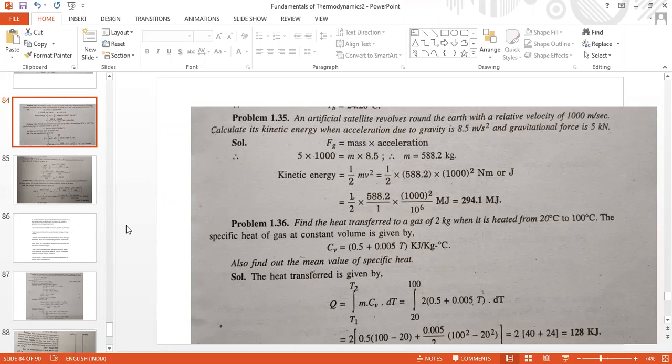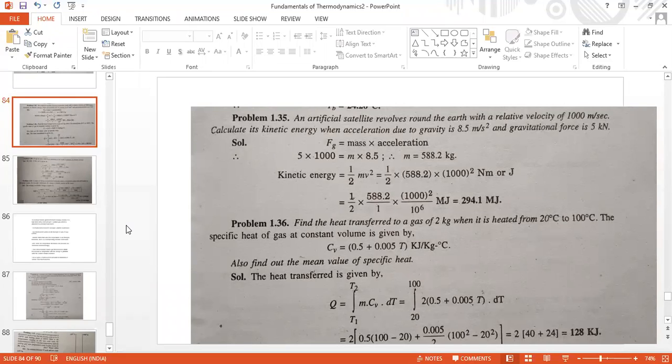So see this problem. An artificial satellite revolves around the Earth with a relative velocity of 1000 meters per second. Calculate its KE when acceleration due to gravity is 8.5 meter per second square and gravitational force is 5 kilonewton.